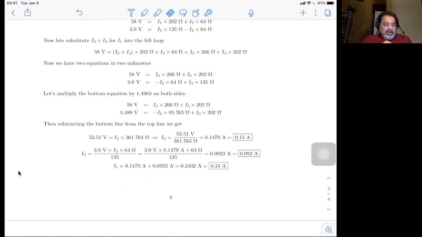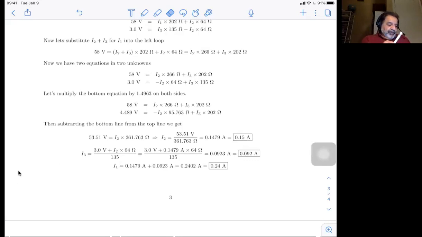Now that means that I2 is equal to 53.51 volts divided by 361.763 ohms. And that's equal to 0.1479 amps, or 0.15 amps with 2 significant digits, 150 milliamps.